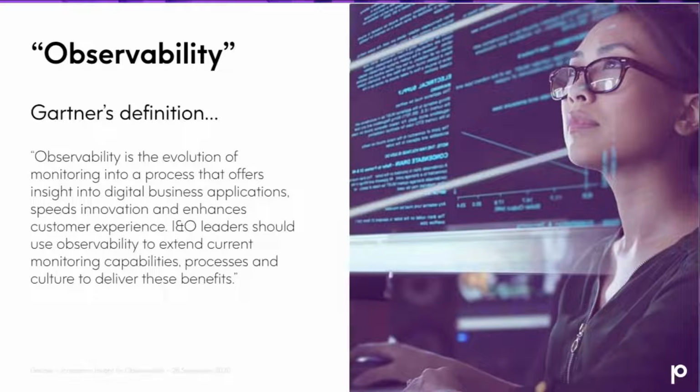But don't just take my word for it. Let's look at what research company Gartner says about observability. Their definition is, observability is the evolution of monitoring into a process that offers insight into digital business applications, speeds innovation, and enhances customer experience. I&O leaders should use observability to extend current monitoring capabilities, processes, and culture to deliver these benefits.